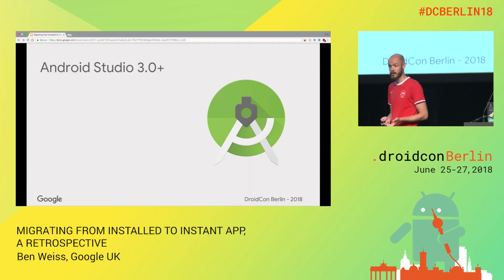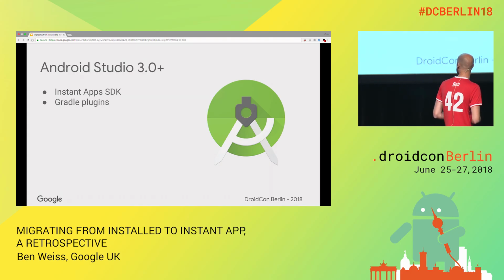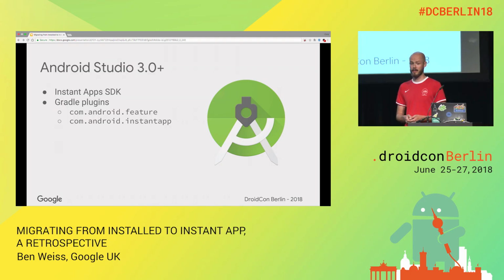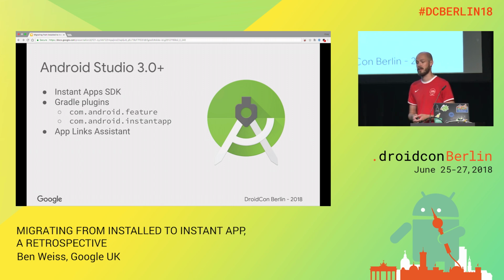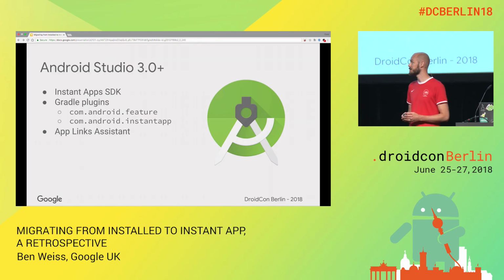Android Studio 3.0 has been out for a while. It came with all the new features that we needed. It came with the SDK, the Gradle plugins, the Instant App plugin and the Feature plugin, which are used for developing an instant app. It also came with the App Links Assistant, which gives you an easy way to create a file that you can upload to your server. The Play Store can then use that file to check whether the fingerprint in that file matches the fingerprint of your certificate, and then can download the app. So not anybody can claim any URL; you have to have ownership of the URL, and this is the tool you can use to easily create the file that you need for this correlation.